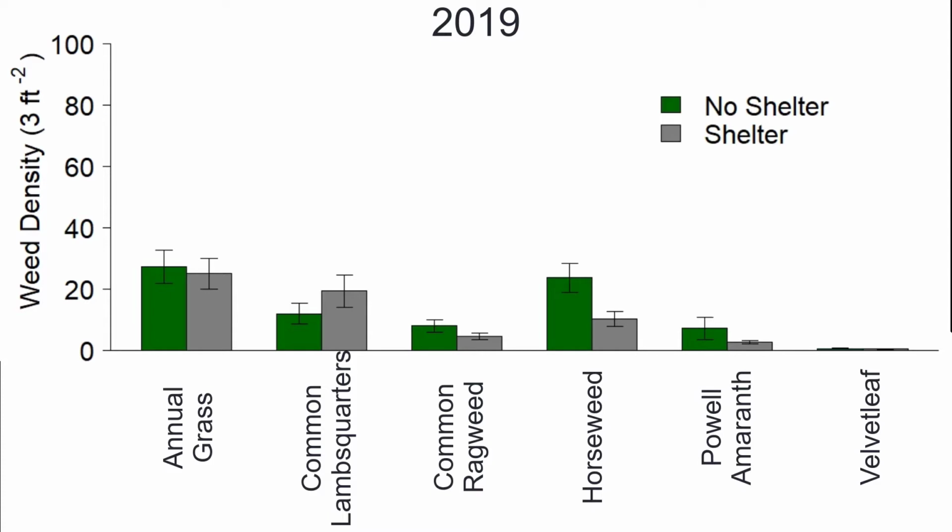While there is no difference in annual grass or velvet leaf densities between plots with reduced precipitation versus plots with full precipitation, there were differences in common ragweed, horseweed, and Powell amaranth. These 3 species all had higher densities under full precipitation, again meaning no shelter present. Interestingly, common lamb's quarters had higher densities under reduced precipitation.